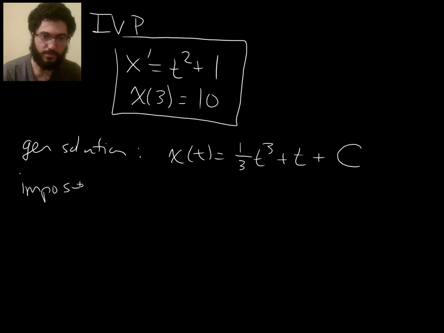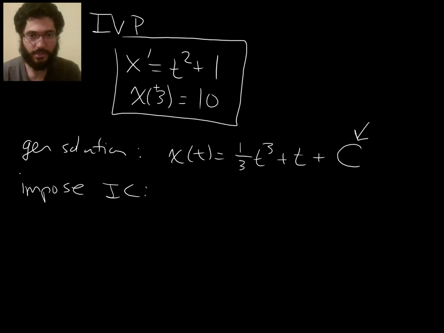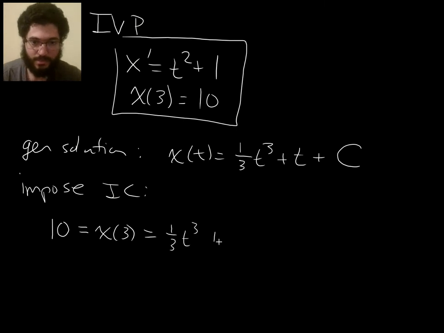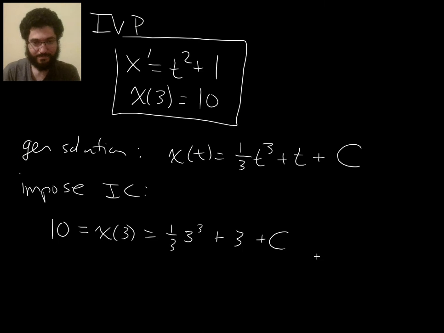And then we impose the initial condition in order to find what value of c will make the initial condition hold. So we demand that the initial condition hold. The initial condition says that 10 should be x of 3. And x of 3, depending on what I choose for c, will be that, right? So just putting in 3 for t. So in order for the initial condition to hold, what must c do? Well, it must be such that this equation holds: 10 equals this stuff. So this is an equation that I can solve for c.